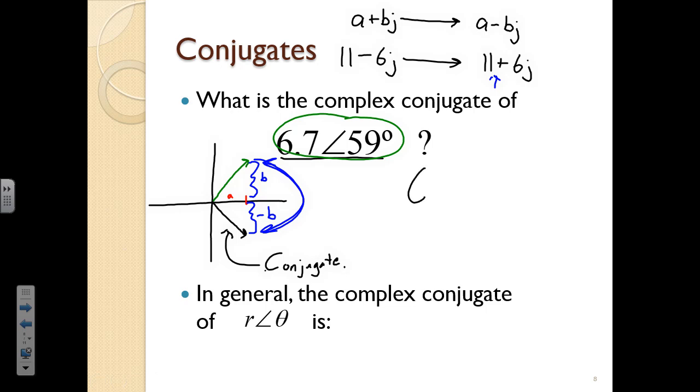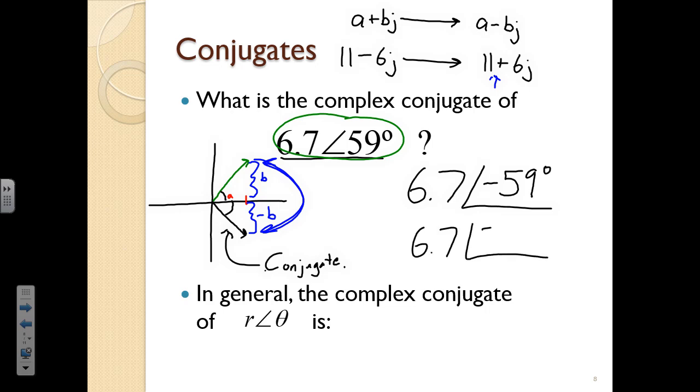still has to have the same magnitude, but what would its direction be? Well, instead of going up 59 degrees, we should go down 59 degrees. So the complex conjugate is 6.7 at negative 59 degrees. Now we could make that positive and call it 6.7 at 301 degrees, and we're done. There's really very little work to do there if you think about it in that way.